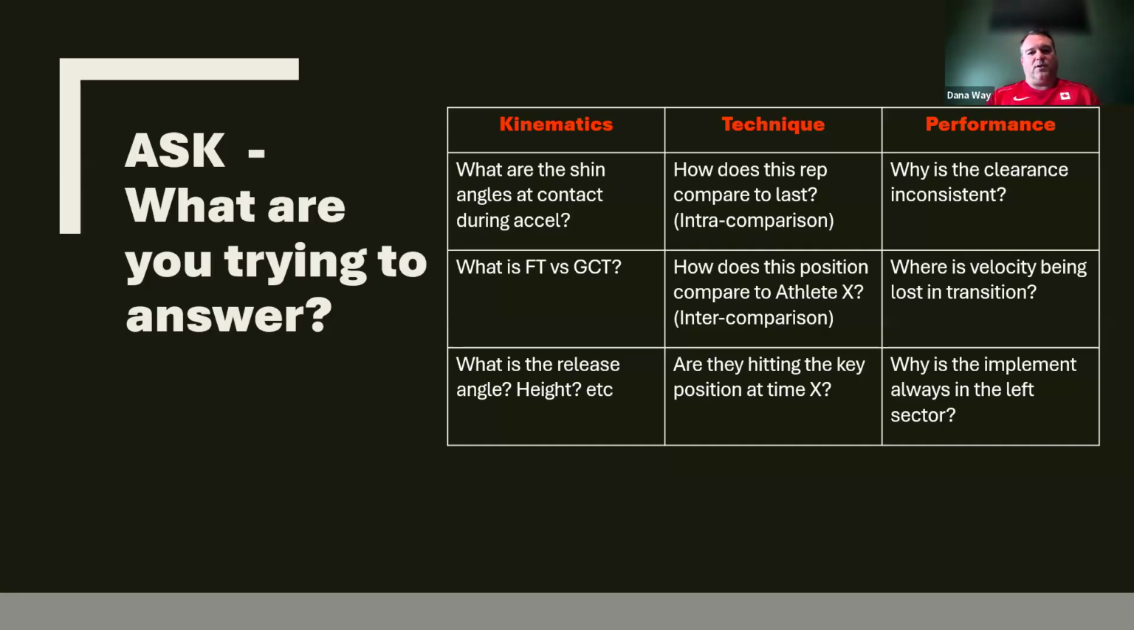And then similar to why is velocity being lost in translation? The athlete looks like they have a good acceleration, but then when they get to top end, it doesn't really seem to translate, where they seem to be losing velocity in the transition. Or, why is the implement always in the left sector?